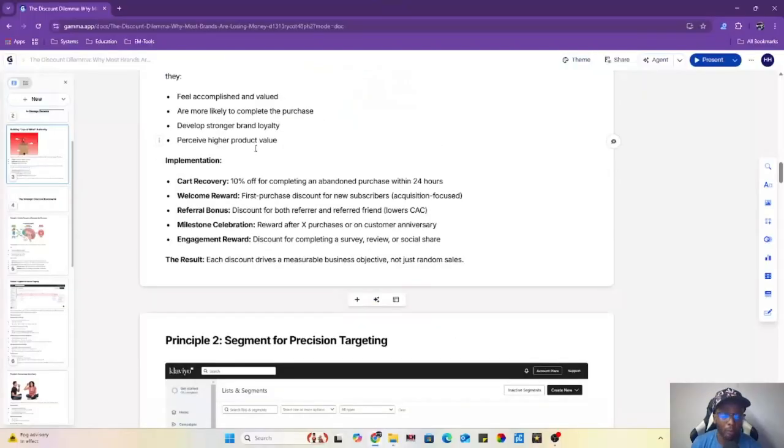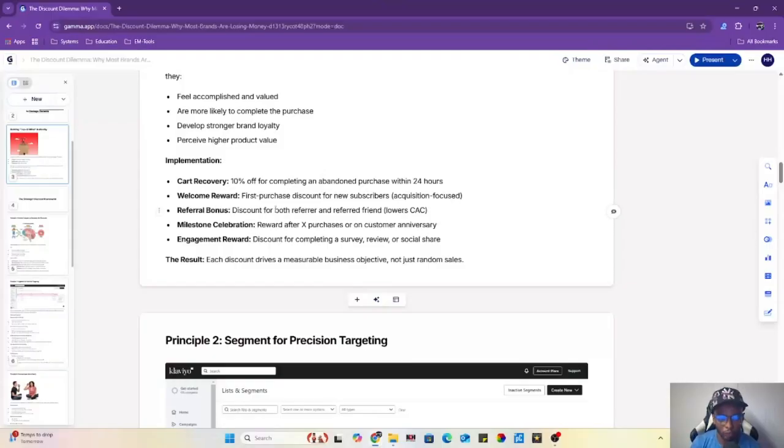So how are you going to go about implementing this principle? For example, cart recovery, 10% off for completing an abandoned purchase within 24 hours. So we're rewarding them with 10% off if they complete the purchase which they abandoned, and we're adding a sense of urgency, 24 hours. Welcome reward, first purchase discount for new subscribers, acquisition focused. So we're offering them a discount as a way to thank them and reward that behavior for joining our brand and email newsletter.